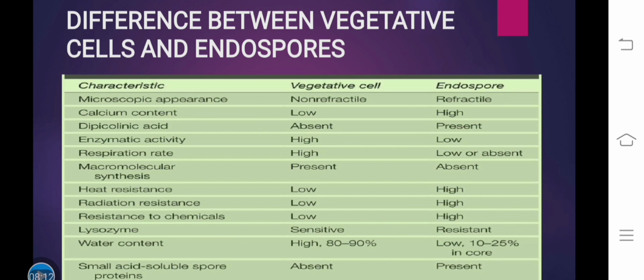Resistance to chemicals is low in vegetative cells. Resistance to chemicals is high in endospores. Vegetative cells are sensitive to lysozyme. Endospores are resistant to lysozyme. Water content in the vegetative cell is high, 80 to 90%, and the water content in the endospore is low, 10 to 25% in the core. Small acid soluble spore protein is absent in the vegetative cell. Small acid soluble spore protein is present in the endospore.